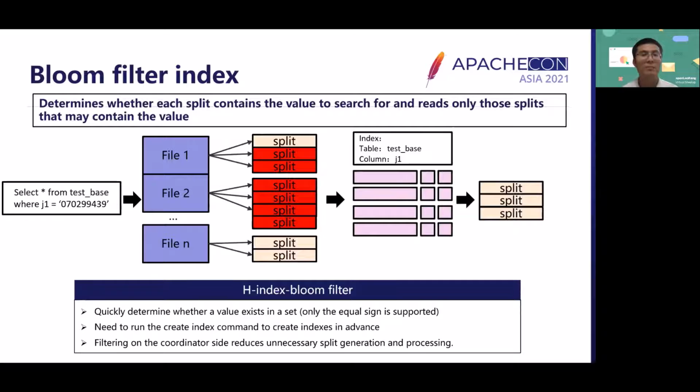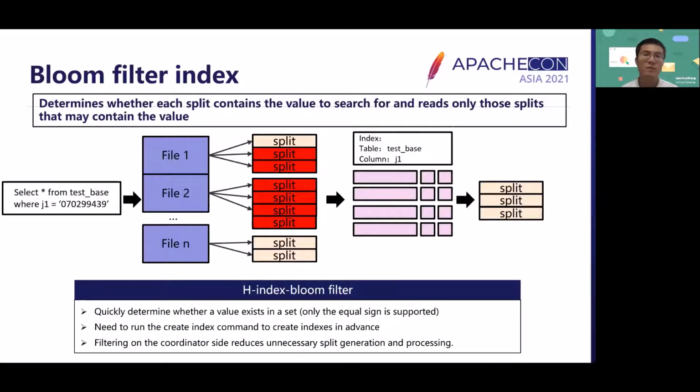A Bloom filter is a data structure that can determine whether a value exists in the existing data. So we can use the Bloom filter to quickly determine whether a value exists in a set. Only the equal sign is supported. So we can determine, for each split that the worker loads from the coordinator, whether the split contains the value to search for, and read only those splits that may contain the value.